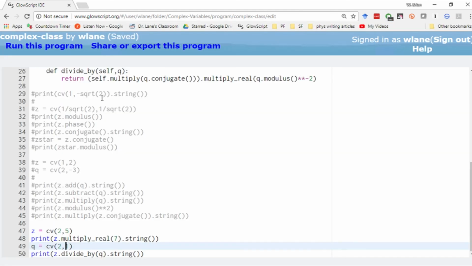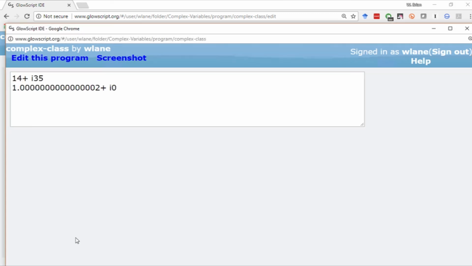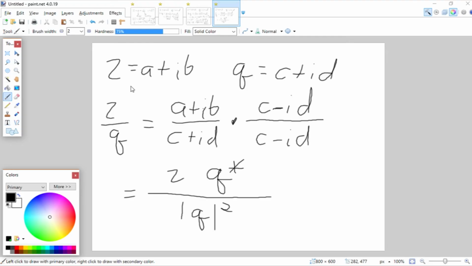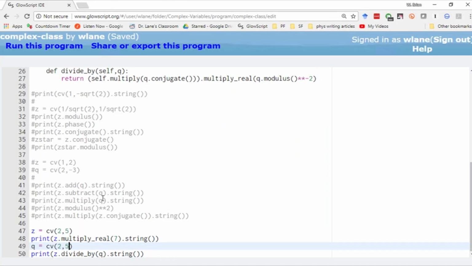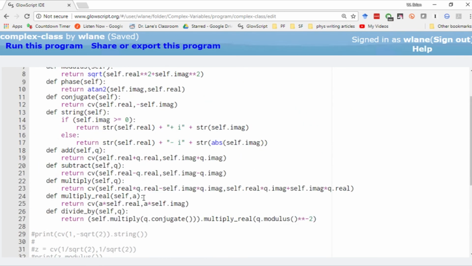In fact, let's try one more thing. Let's try 2 plus i5 divided by 2 plus i5. This should give me the number 1, right? Oh, and it does, right? You ignore the little rounding garbage out there. So I get the number 1 out. Wow, I'm feeling pretty confident about that. To think of all the time I spent working this out over and over again in high school, and now I just have to plug it in to my lovely complex value class. That only took me about 40 minutes to develop.